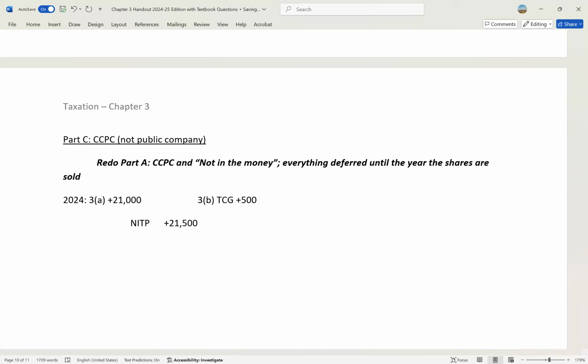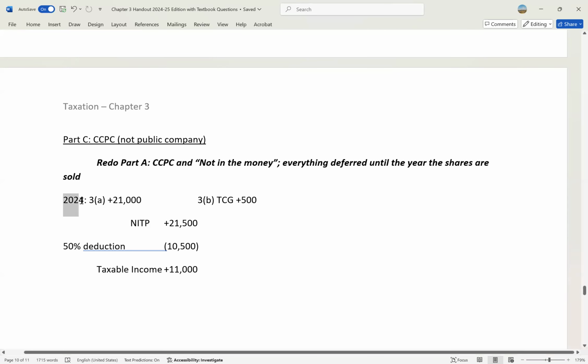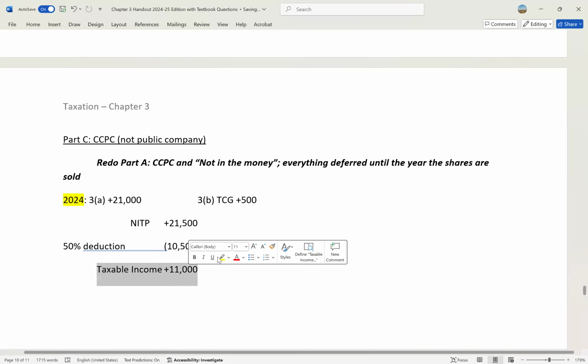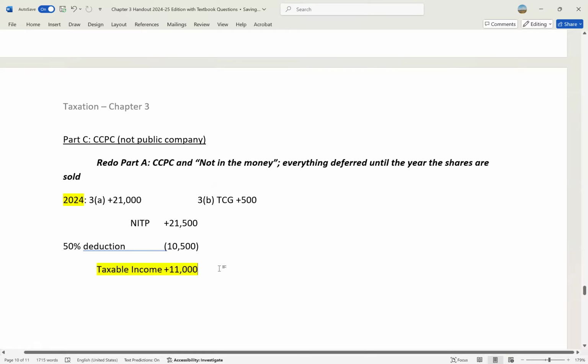Because the option was issued not in the money, she would get the 50% deduction. And remember that 50% deduction is based on the 3A amount of 21,000. So that'll be a deduction of 10,500. And so taxable income would increase by 11,000. Remember we said that it's just basically a timing thing. So because this is a CCPC, everything would be delayed until the year the shares are sold, which is 2024. The overall increase to net income would be 21.5. The overall increase to taxable income would be 11,000.